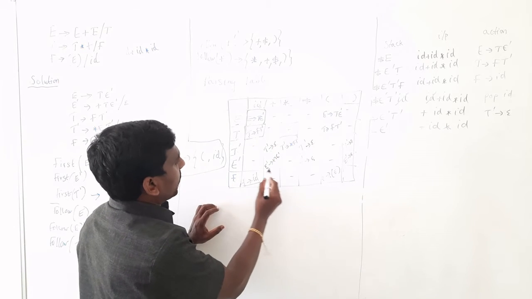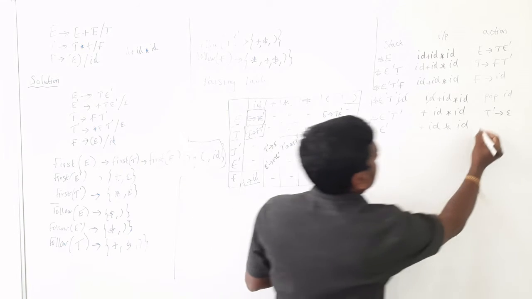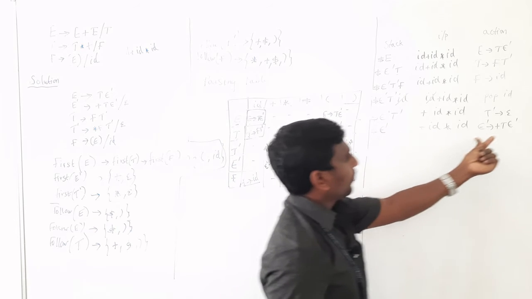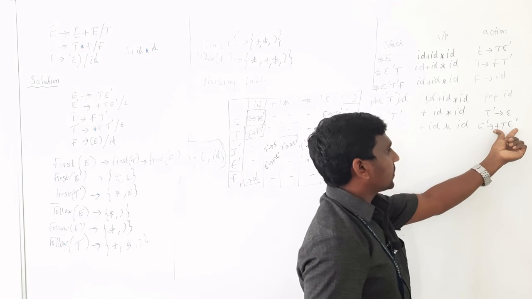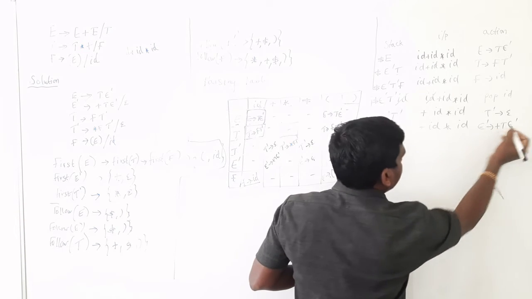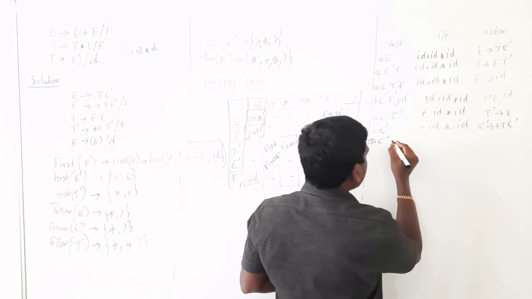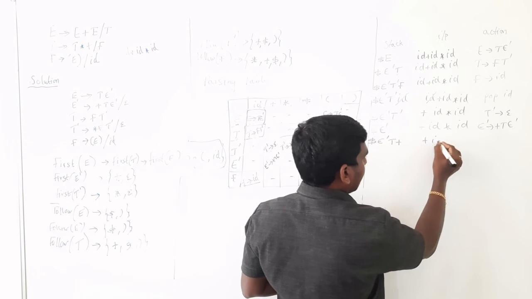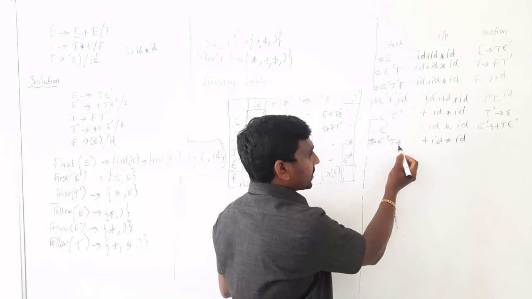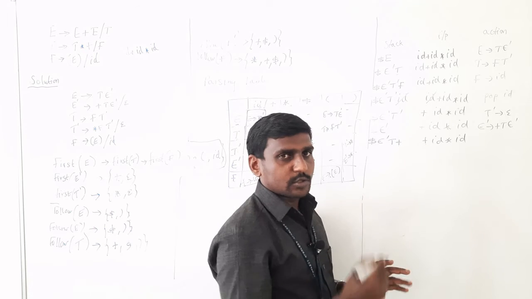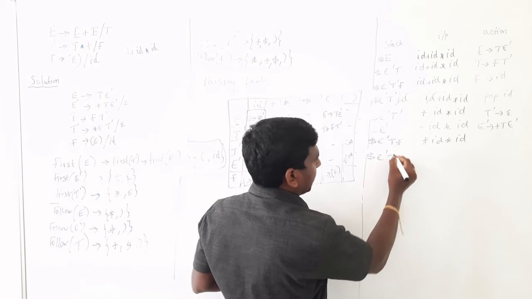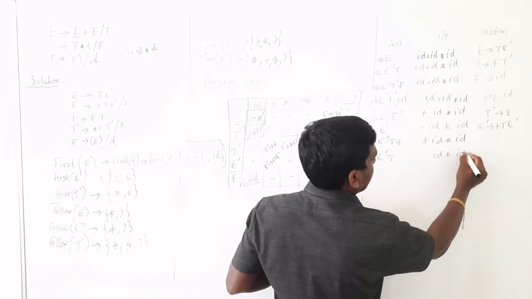Now E dash with plus: E dash tends to plus T E dash. So in place of E dash, I am going to push these terminals and variables in reverse order since it is a stack. So dollar E dash T and plus, with input plus ID star ID. Now the top of the stack is plus, and the input is also plus, so we can pop from the stack and input. So dollar E dash T, input ID star ID.